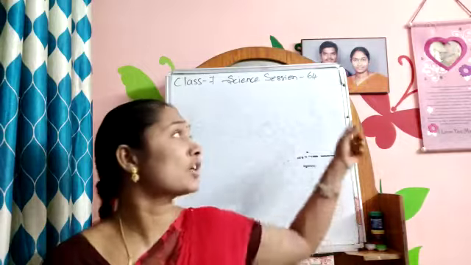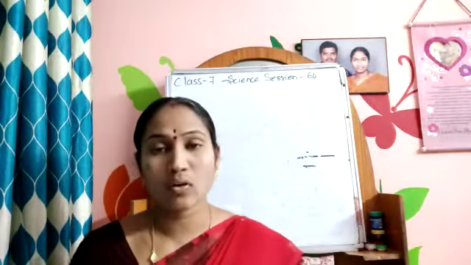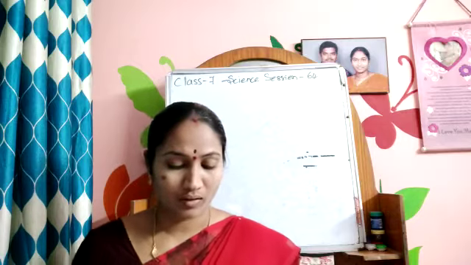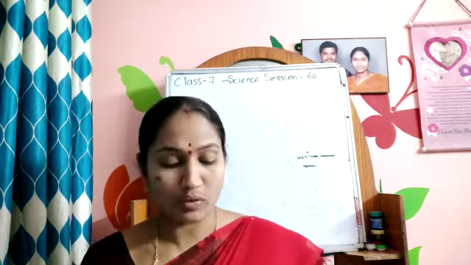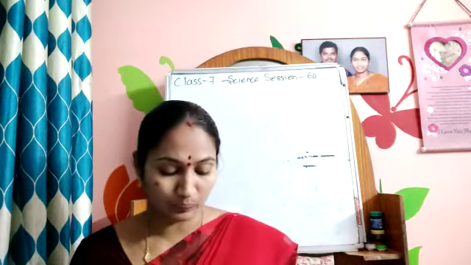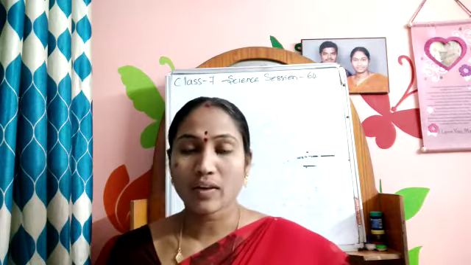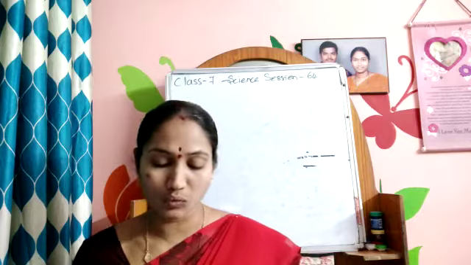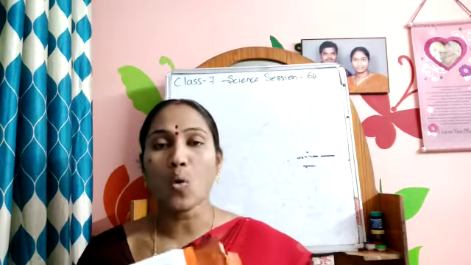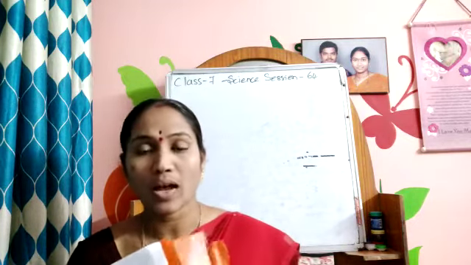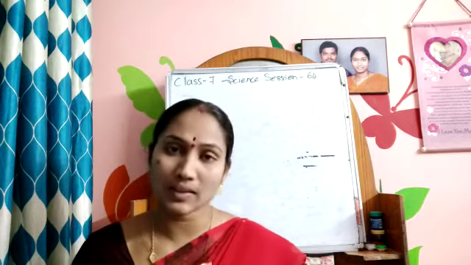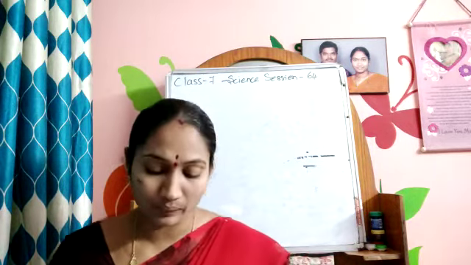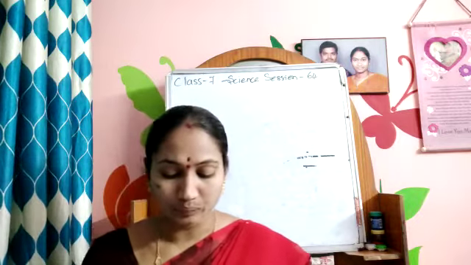Yesterday we finished session number 63. Now we are going to continue with session number 64. Open your textbooks, page number 117. Now we are continuing with agents that help the ovary of a flower to develop into fruit. Yesterday we learned that the ovary develops into fruit and ovules develop into seeds. Now, about the ovary that develops into a fruit.